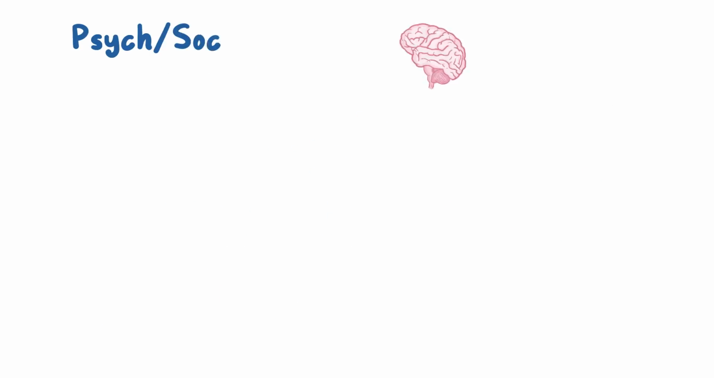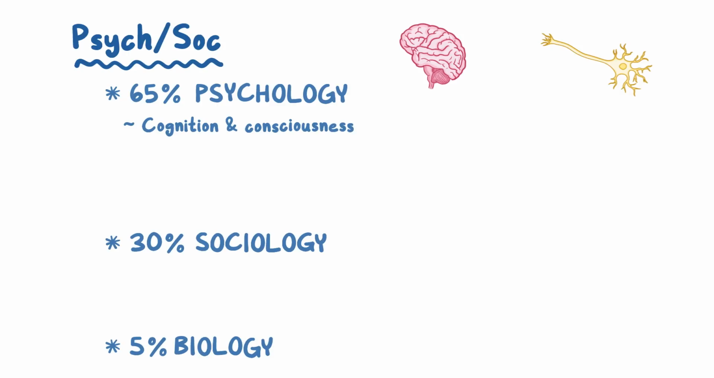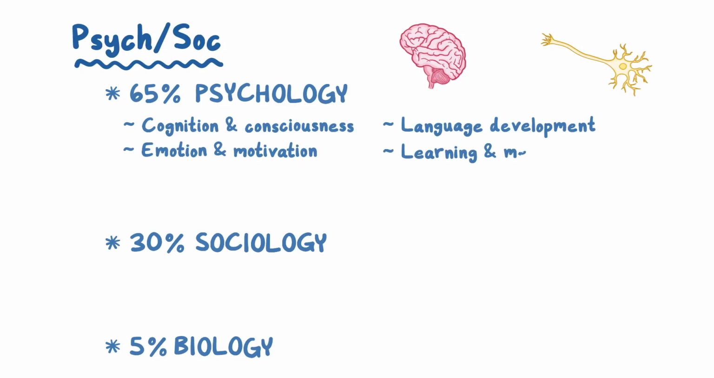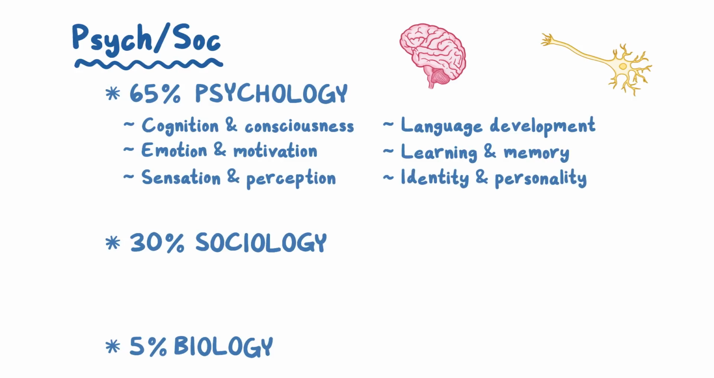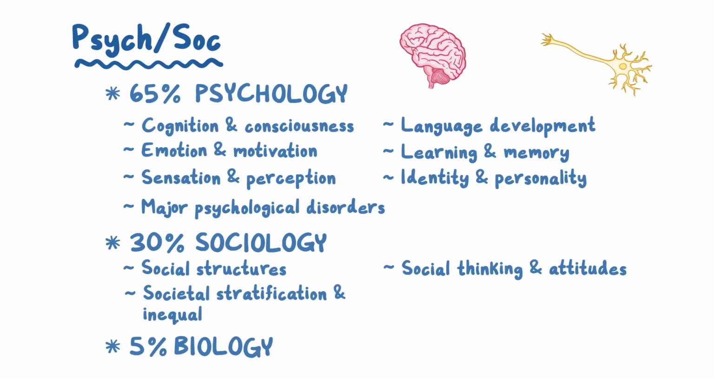Then there's the Psych-Soc section, which consists of 65% psychology, 30% sociology, and 5% biology. Topics in this section include cognition and consciousness, language development, emotion and motivation, learning and memory, sensation and perception, identity and personality, as well as major psychological disorders. Sociology topics focus on social structures, social thinking and attitudes, as well as societal stratification and inequality.